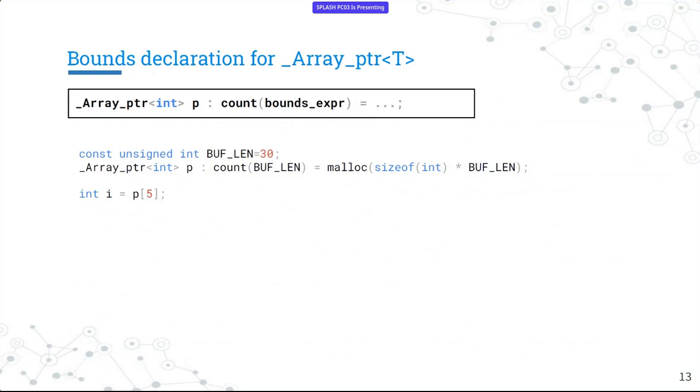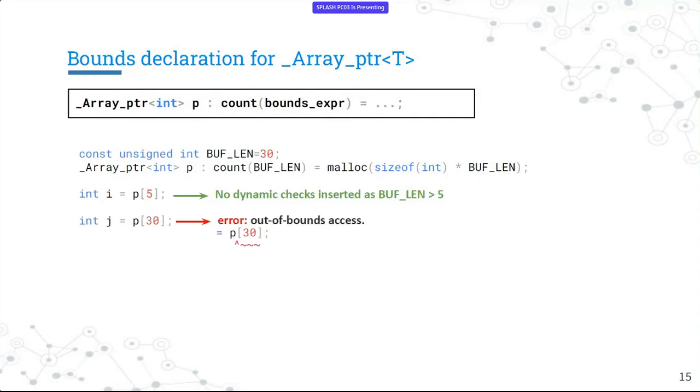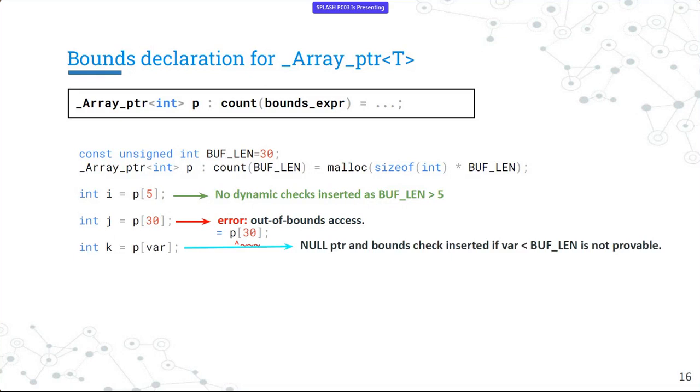Once we add a bounds annotation, all accesses will now be checked. For accesses that can be statically checked to be safe, the compiler is happy. For accesses that are obviously violating, the compiler screams at you saying that it's an out-of-bounds access. For accesses that cannot be proved statically, in either case, we add a dynamic check.